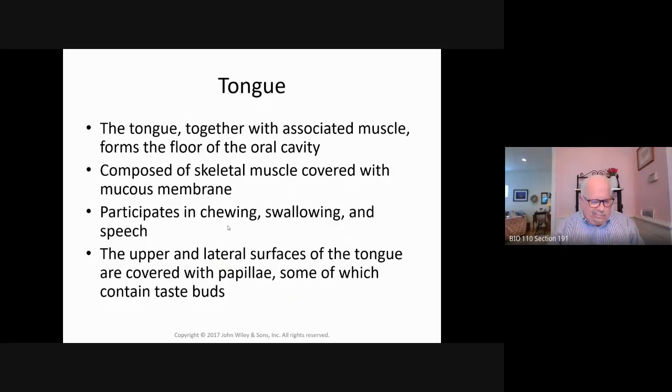The tongue. I'm really not going to ask any questions on the tongue, but the tongue is a muscle on the floor of the mouth that not only participates in chewing and swallowing, but also participates in speech. And if you had the special senses in AP1, your professor hopefully talked about taste buds, which I'm not going to talk about.